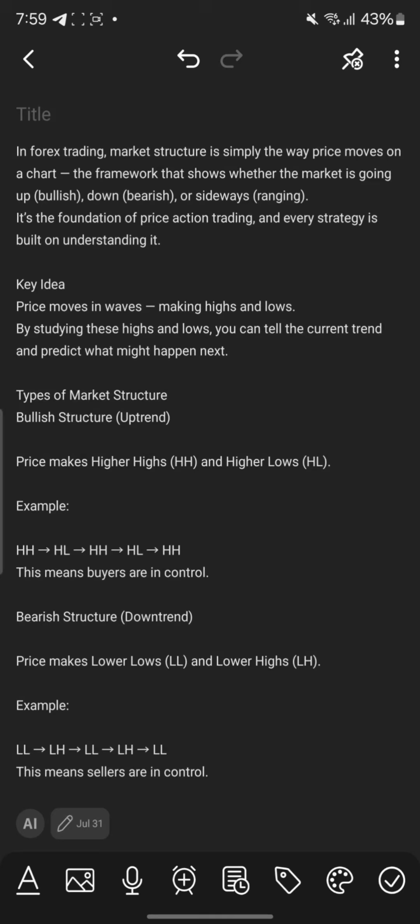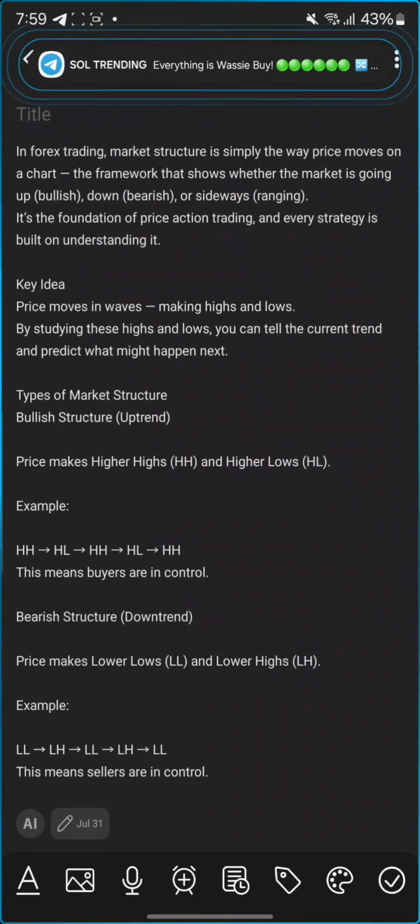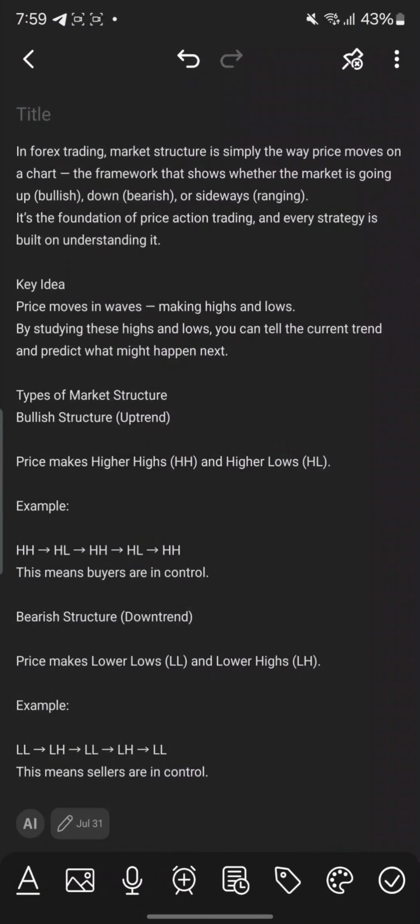So now there are key ideas you must know about market structure. Price moves in waves, making higher highs, higher lows, or lower highs, lower lows. So in a nutshell, price moves in waves, making highs and lows. By studying these highs and lows, you can tell the current trend and predict what might happen next in the market. So it helps you know the current trend, and it will help you to predict where the market is going to.